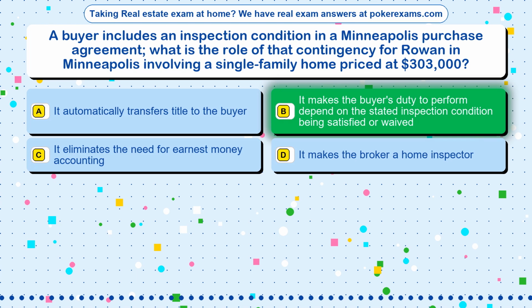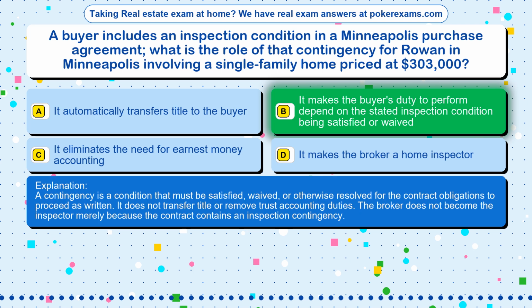The correct answer is option B. It makes the buyer's duty to perform depend on the stated inspection condition being satisfied or waived. A contingency is a condition that must be satisfied, waived, or otherwise resolved for the contract obligations to proceed as written. It does not transfer title or remove trust accounting duties. The broker does not become the inspector merely because the contract contains an inspection contingency.